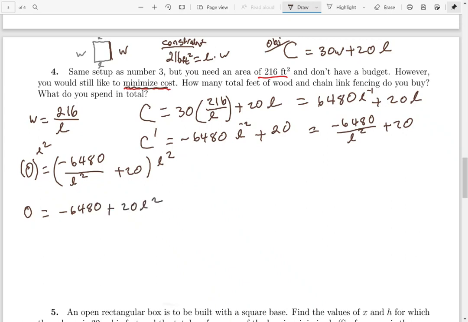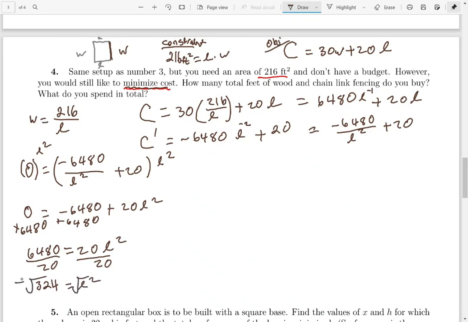Then I need to solve for L squared. So how about I add 6,480? Add 6,480. So 6,480 is equal to 20L squared divided by 20 divided by 20. I get that 324 is equal to L squared. Then take the square root of both sides, technically plus minus. We'll deal with this in a moment.